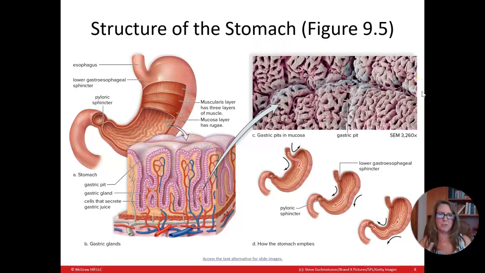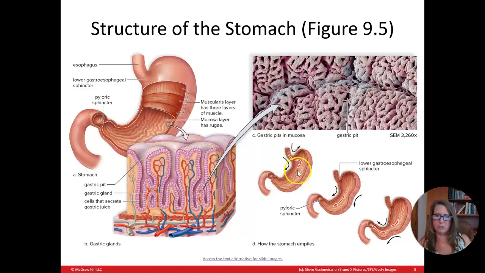So having the muscles go in 3 dimensions essentially are going to churn our food with the stomach acids, which also include enzymes to begin the digestion of proteins. Now, what they're showing us here are the gastric pits and the gastric glands and cells that secrete the gastric juice. So this is all super important because it's going to kill materials coming into our food, but it's also going to enhance the breakdown of our macromolecules.